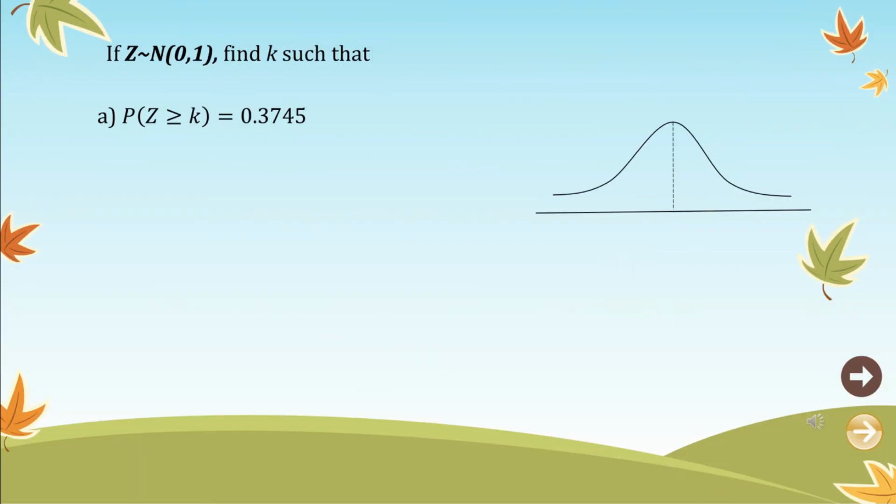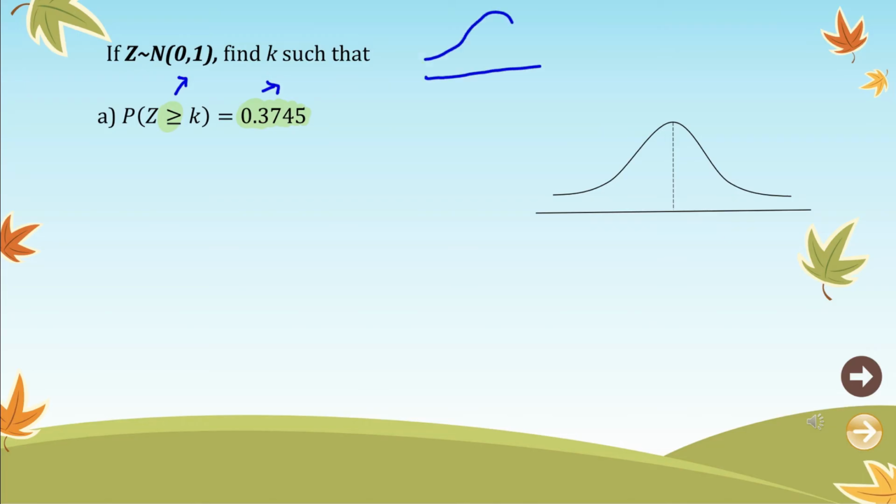If Z is normally distributed at 0, 1, find K such that A is Pz greater than equals to K equals to 0.3745. So for this type of question, we will look at the symbol and the value of probability. For Z greater than equals to K, it means that our area will be on the right side. And the value of 0.3745 is less than 0.5.